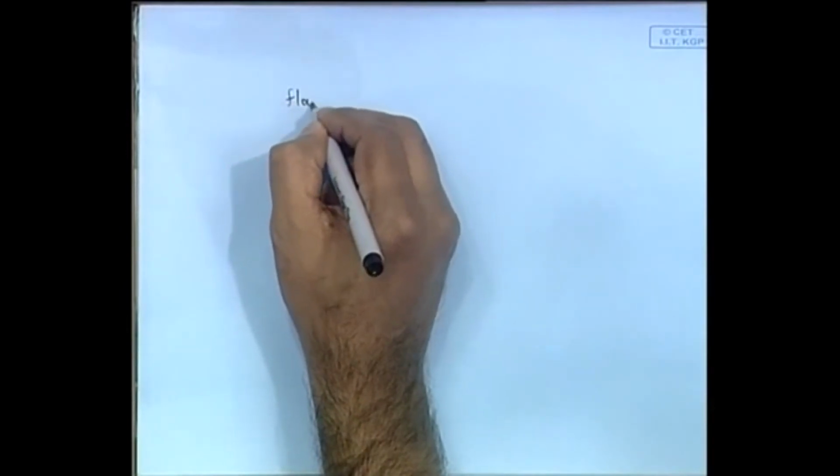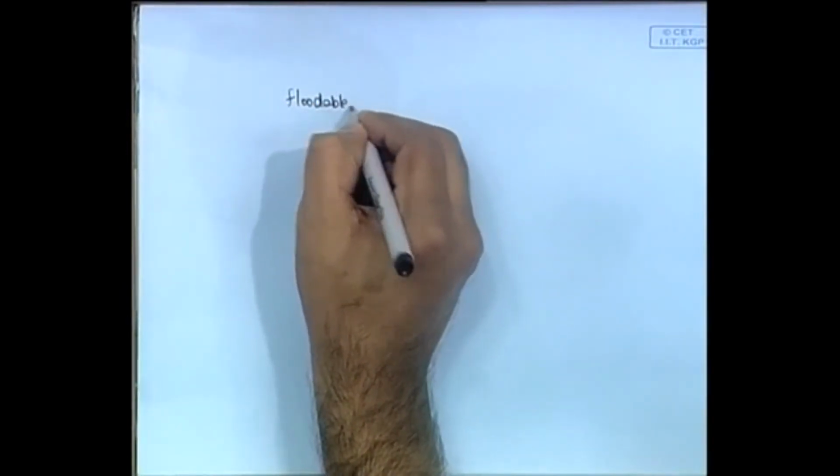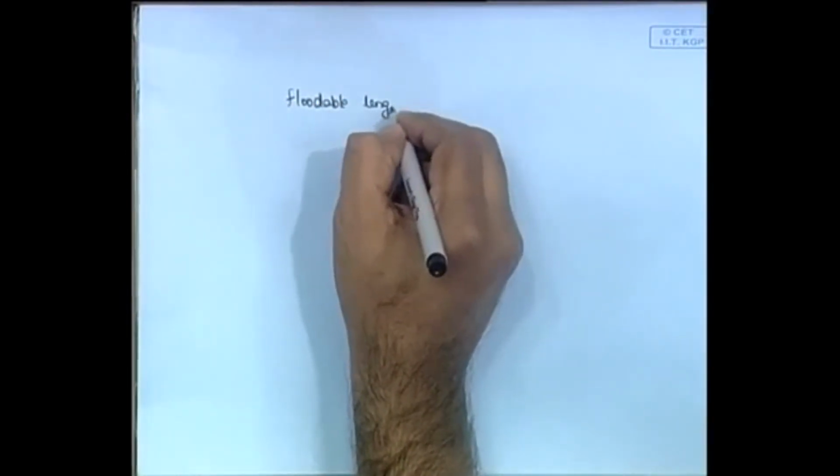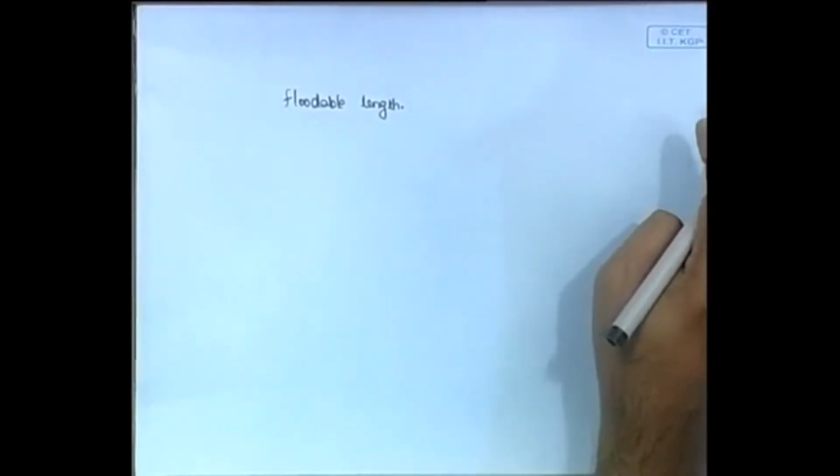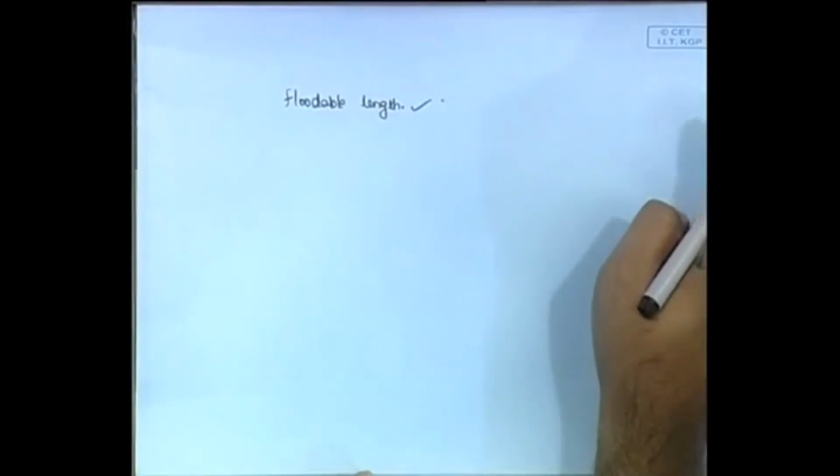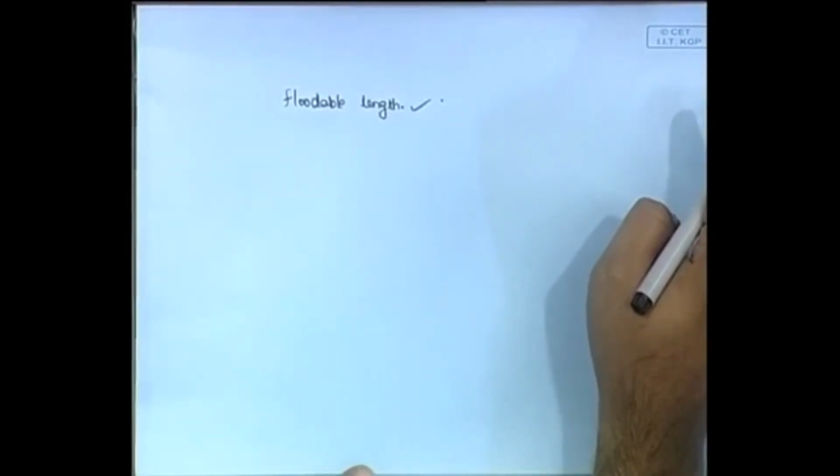Then there is one word that we use, the floodable length. As the name itself suggests, floodable length means the total length of the ship that can be flooded without the ship sinking. That is the definition for floodable length.